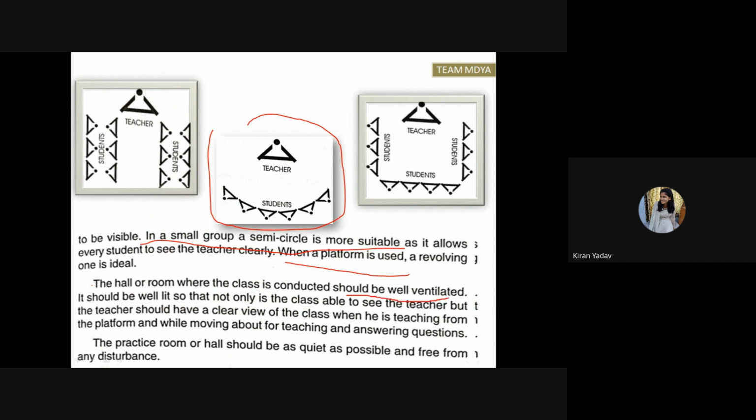The hall or room where the class is conducted should be well ventilated. It should be well lit so that not only is the class able to see the teacher, but the teacher should have a clear view of the class when he is teaching from the platform and while moving about for teaching and answering questions. The practice room or hall should be as quiet as possible and free from any disturbance. So this is how the environment, the atmosphere of the class should be.